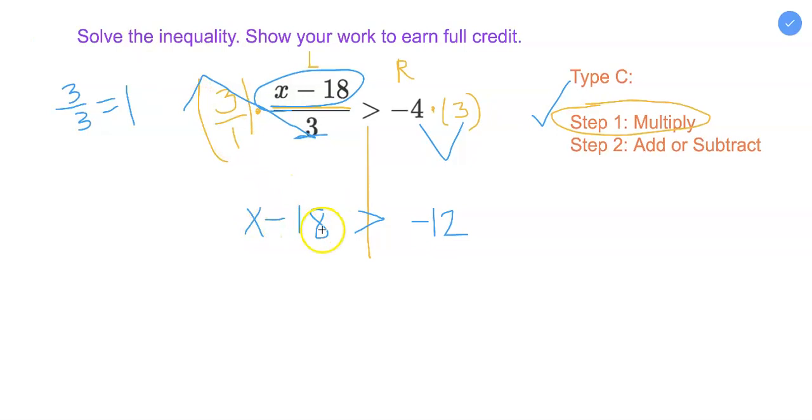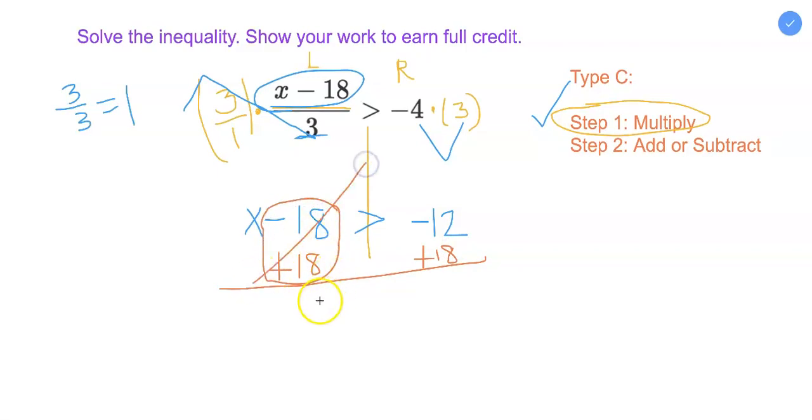The x and the 18 are separated by subtraction. The inverse of subtraction is addition. So we're going to add 18 to both sides of the inequality to maintain balance, to maintain equality. On the left side, negative 18 plus 18, that's a 0 pair, so we're left with just 1x.